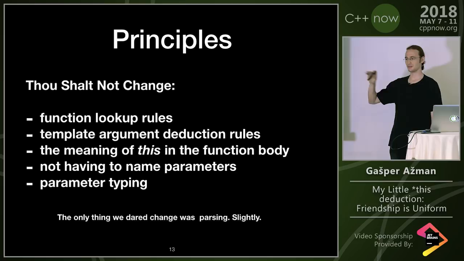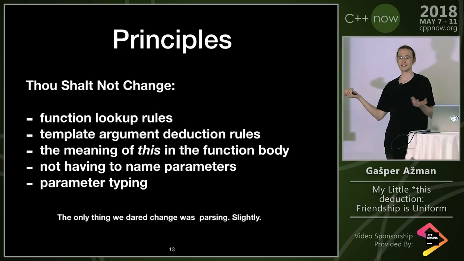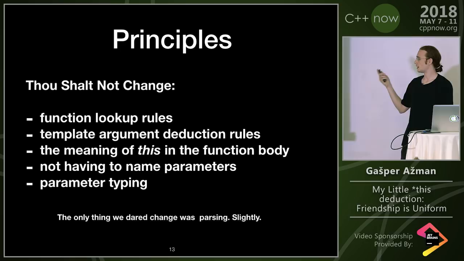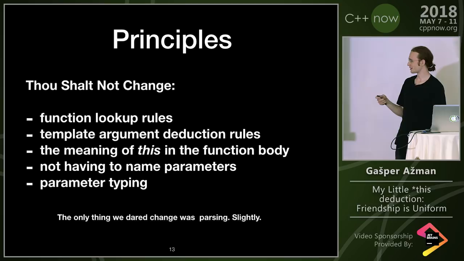We will not change not having to name parameters. Therefore, if you don't need the identifier self, you don't write the identifier self. In fact, you can write whatever you like, or nothing at all. And we will not change parameter syntax things. Parameter typing is slightly a bad name for that, but basically we won't change any parameter syntaxy things. Yeah. Yes, okay. Also that.